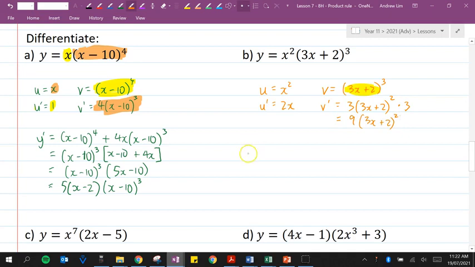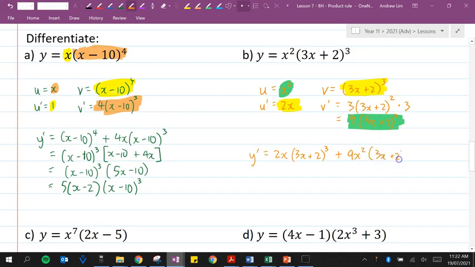Okay, so y dash is equal to vu dash, I'm going to times them together. 2x times 3x plus 2 all cubed plus uv dash, and times them together. So that's 9x squared, lots of 3x plus 2 squared.